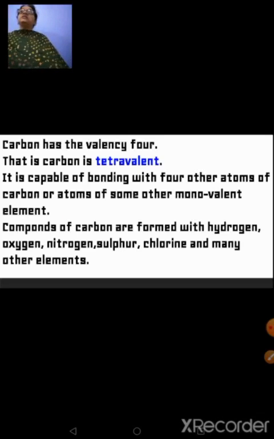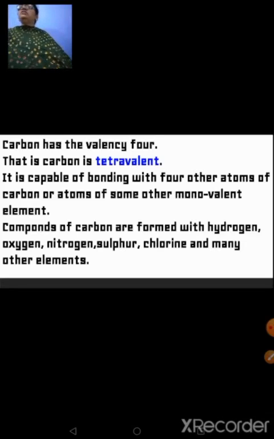Next, it is tetravalent, which means what? Carbon has valency 4. It can share 4 electrons with atoms of carbon or with atoms of other elements. So it is capable of bonding with 4 other atoms of carbon or atoms of some other monovalent element. Mostly carbon can form compounds with hydrogen, oxygen, nitrogen, sulfur, chlorine and many other elements.